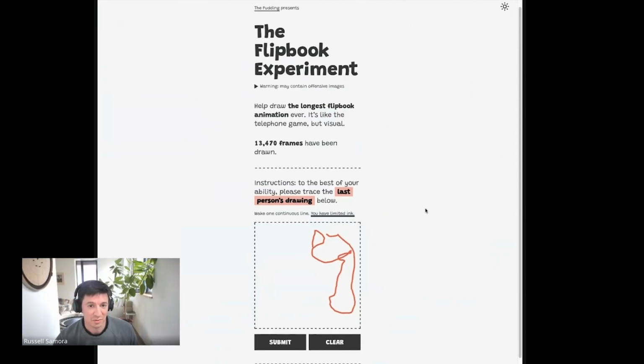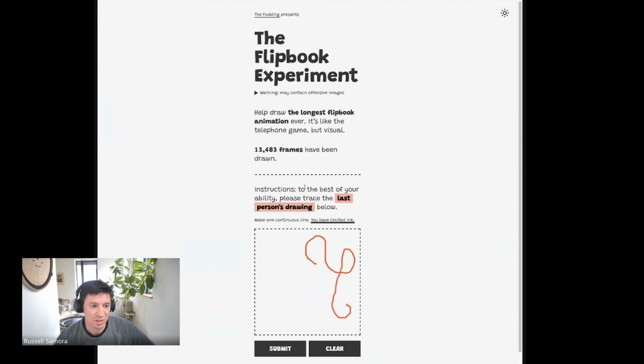Yeah, so the interface was pretty minimal. We really just outlined how many frames have been drawn and the prompt, draw this next frame.